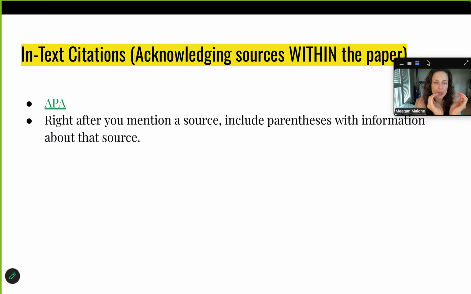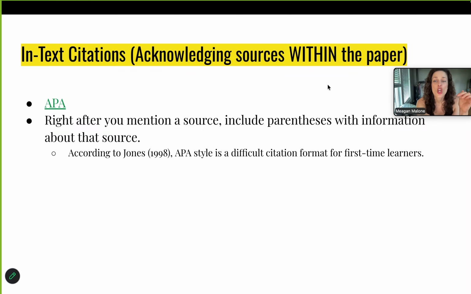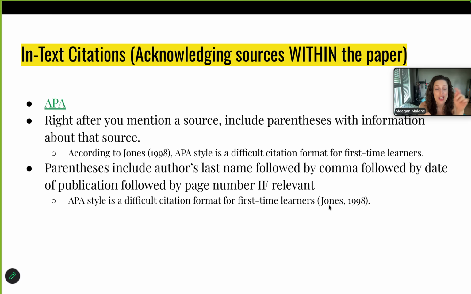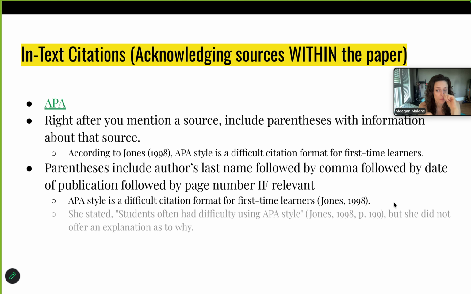You immediately put the parentheses and you put some very important information about that source. So if you say the name of the author, you immediately just have to put the year that it was published. Or if you don't say the author, you have to put their last name with a comma, and then the year. And if you're doing a direct quote, you also have to put a comma, a page, p dot, and the actual page number.